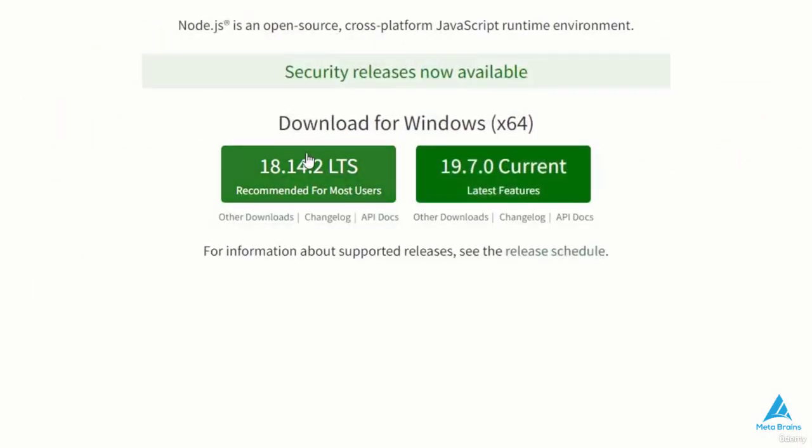Node version 18.14.2 and npm version 9.5.0 are installed in the operating system, as you can see in CMD, so that's exactly what we see. One thing to keep in mind is that LTS stands for long-term support version. On the Node.js website, you can also view the release schedule for the most recent version.